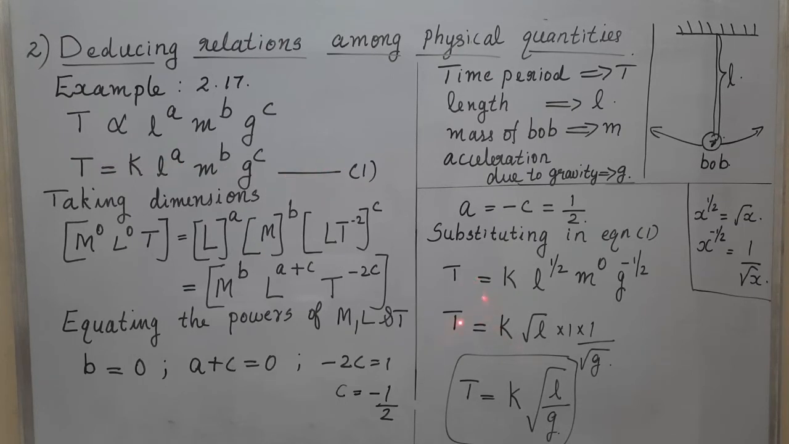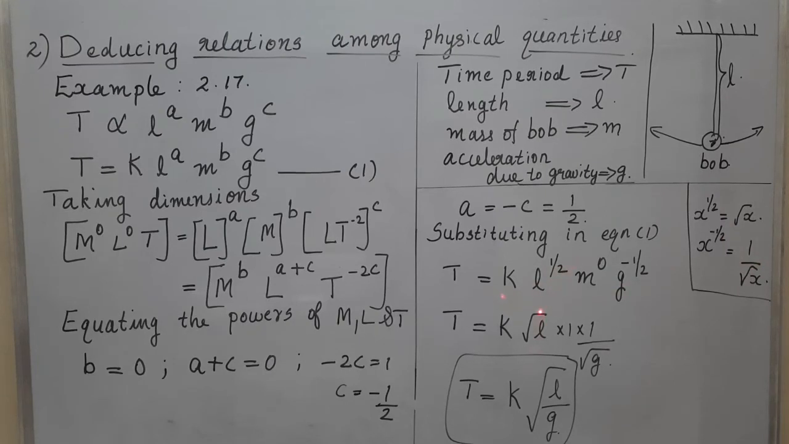So we will get T is equal to k L raised to 1 by 2, M raised to 0, g raised to minus 1 by 2. M raised to 0 means 1, so no need of writing that term again. Next step, we know x raised to half is root x, and x raised to minus half is 1 by root x. Just apply these things you have studied in lower classes.